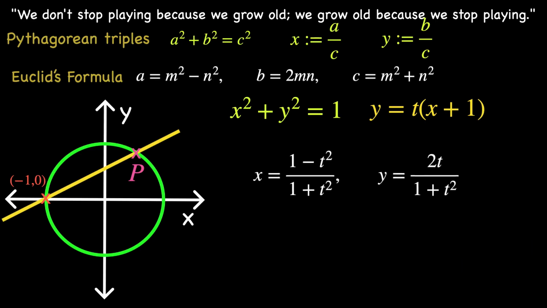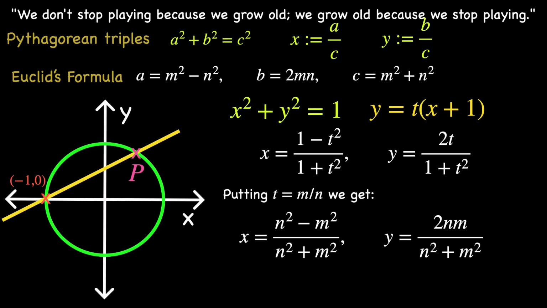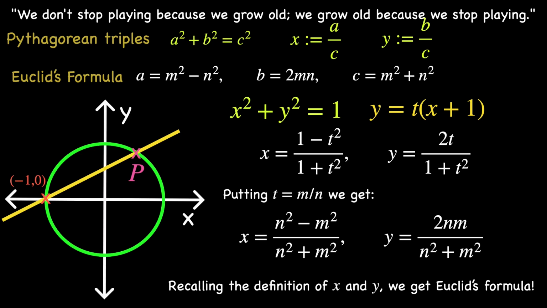Now for the grand finale. We jot down the slope t as m over n. Then, with some algebraic wizardry, we unveil the magical return of Euclid's formula. There is a whole universe of Pythagorean triples and their secret connections to other mathematical mysteries.